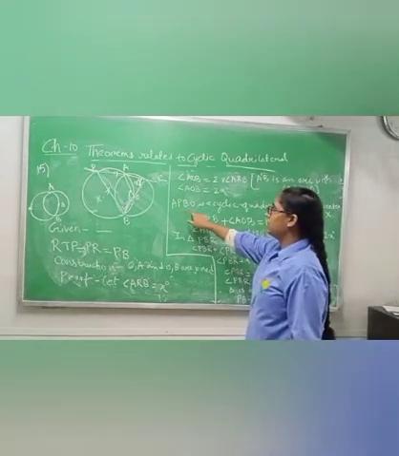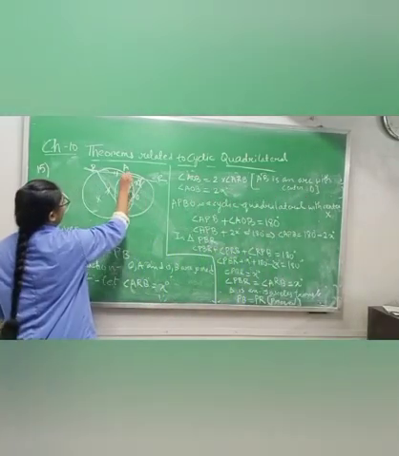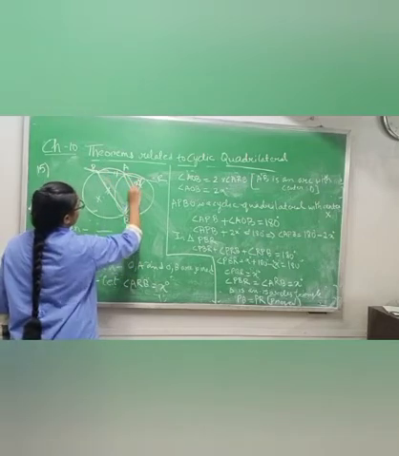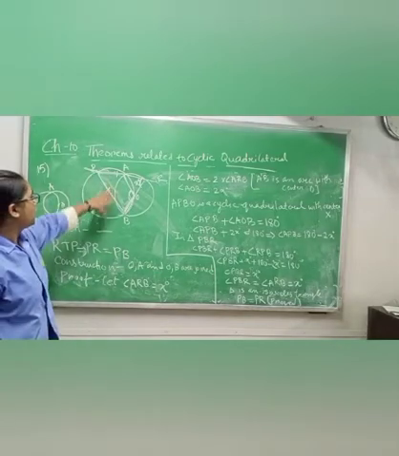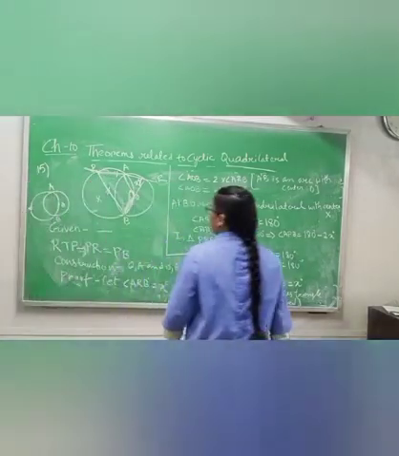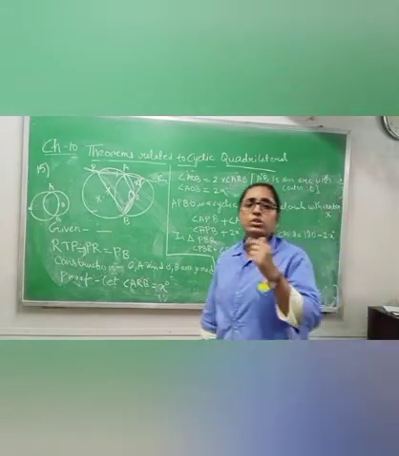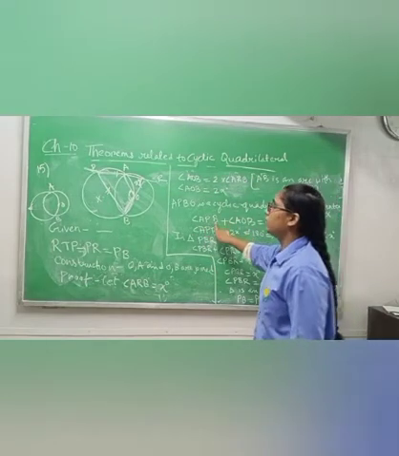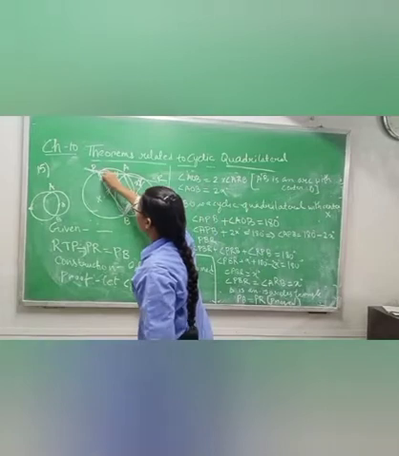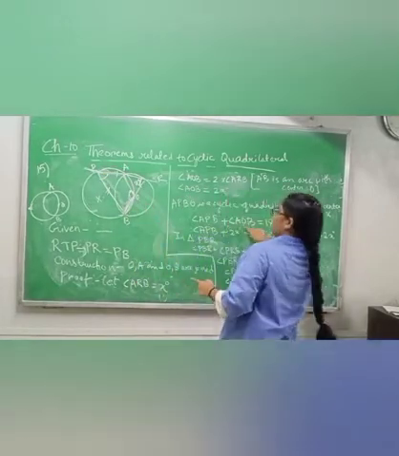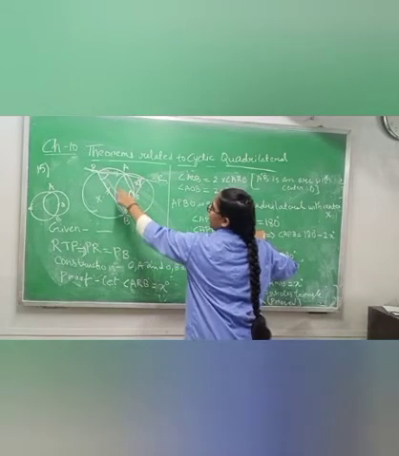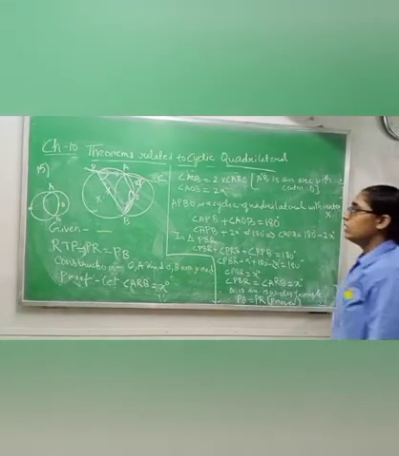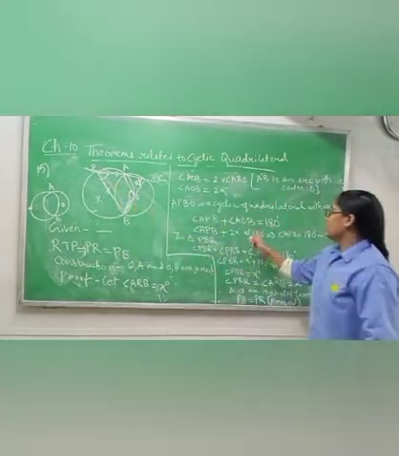Now you can see APBO is a cyclic quadrilateral. Which one? APBO, this one, a cyclic quadrilateral of this first circle. If this is a cyclic quadrilateral, it means the sum of the opposite angles will be 180 degrees. Therefore angle APB plus angle AOB, the sum of these two angles, will give you 180 degrees. That is why I have written APB plus AOB equals 180 degrees.